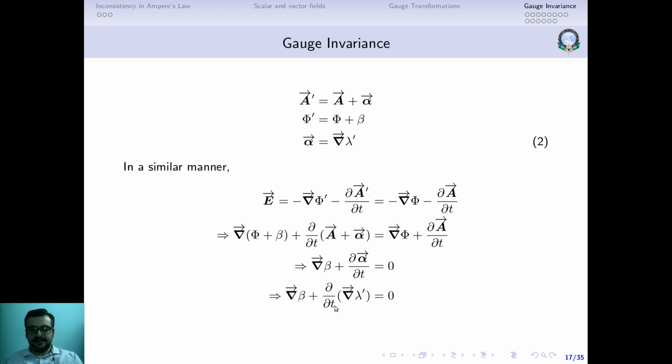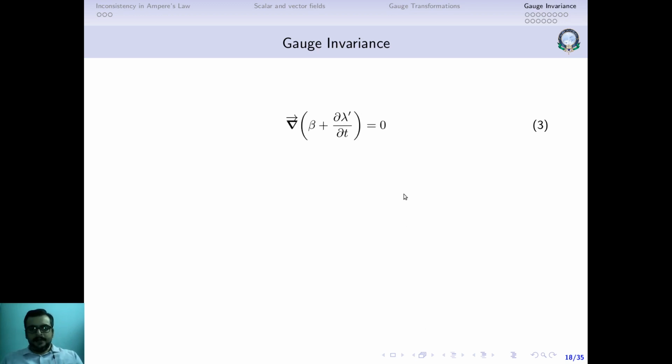Again, this is a time derivative, this is a space derivative. We can swap them around. I take the gradient operator common here, and I get gradient of beta plus dou lambda prime by dou t is equal to 0. We call this equation number 3. So gradient of beta plus dou lambda prime by dou t is equal to 0.